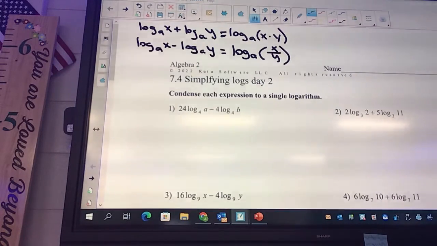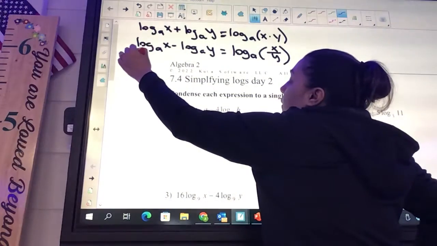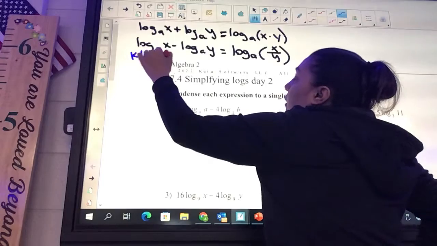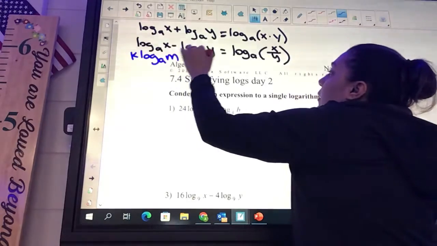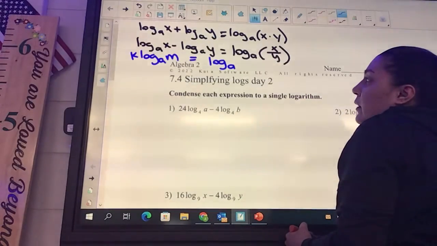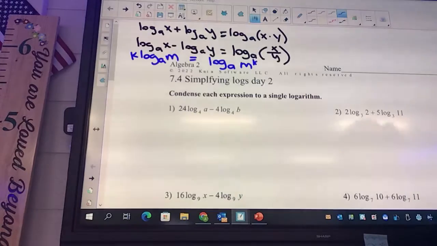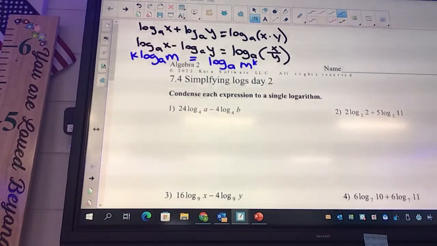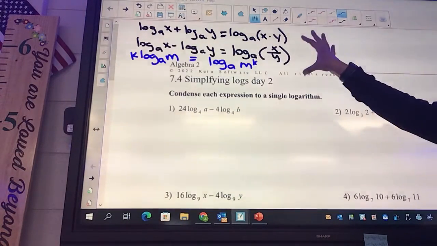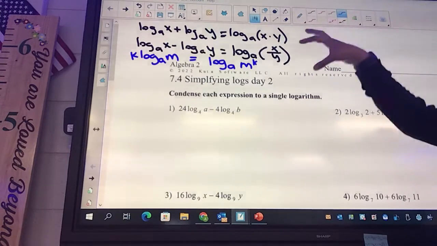Okay, and then what's the log rule if there's a number up front? You just take it to the power. Log base a of m to the k power is k times log base a of m. Okay, you have to have these memorized. You have to. I'm going to ask you what the log rules are on your test. You should be able to write them out yourself.